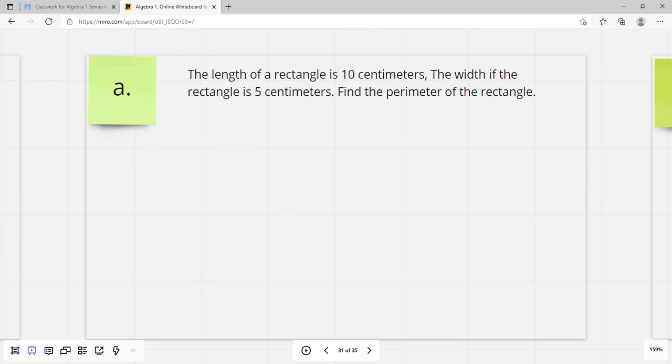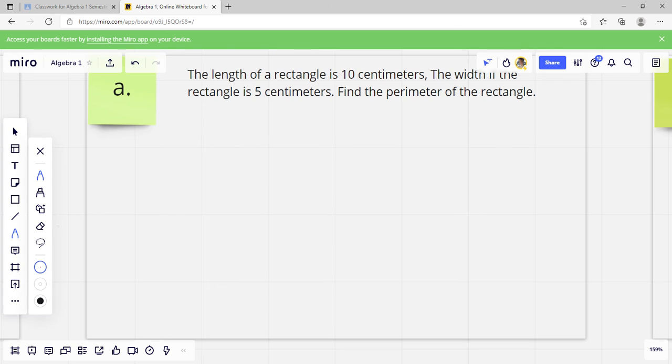The length of a rectangle is 10 centimeters. The width of the rectangle is 5 centimeters. Find the perimeter of the rectangle. Whenever it gives you one like this, it's kind of helpful to draw a diagram of it. So it tells us that our length is 10 centimeters. So I'm just going to draw a rectangle. It's kind of sloppy.